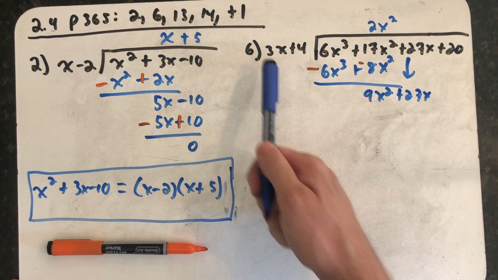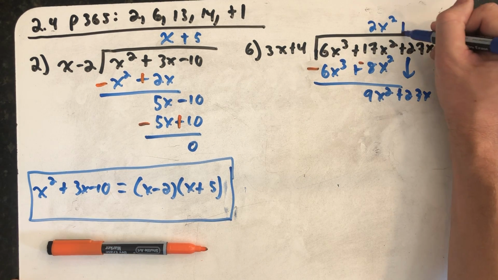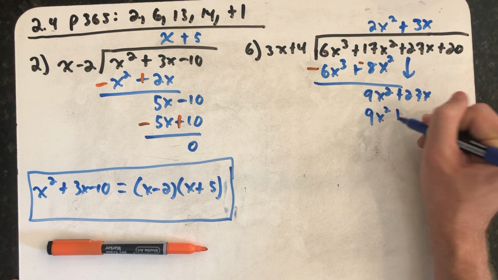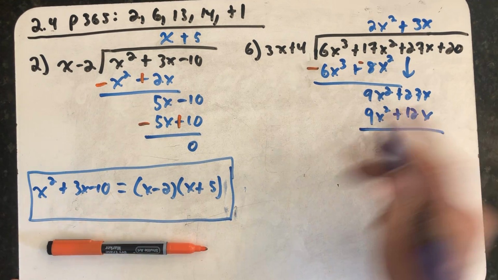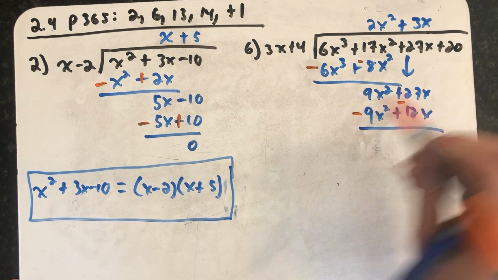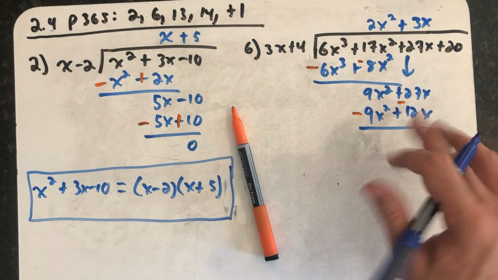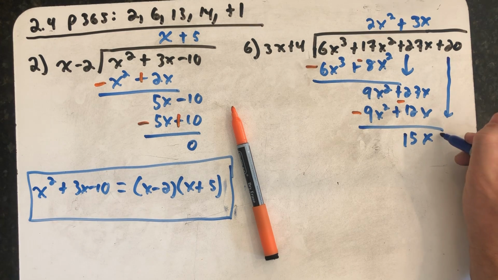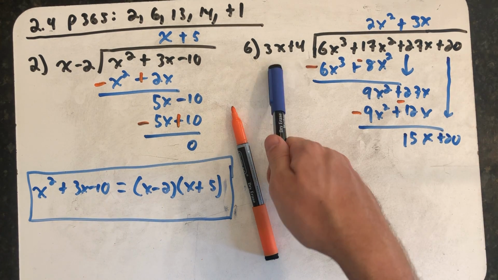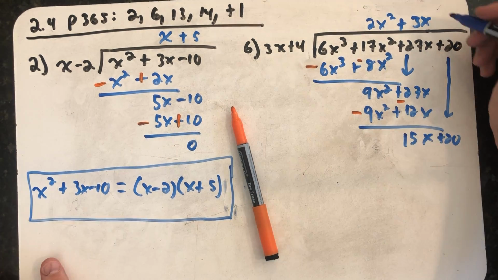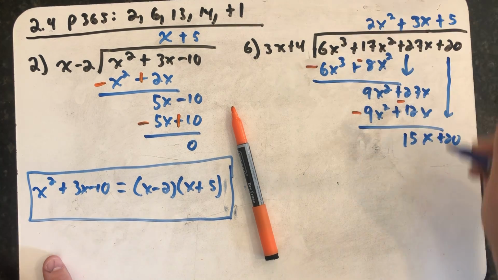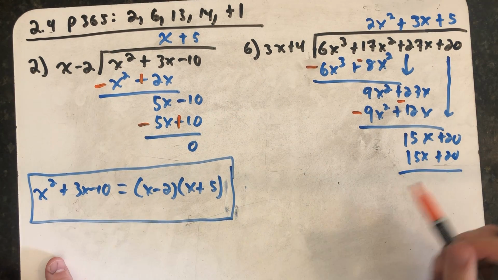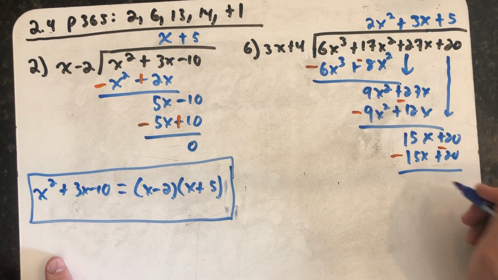All right, I need to multiply 3x by 3x to get a 9x squared. Let's change those signs to subtract. The 9x squareds cancel, and here I'm left with a 15x. Bring down that positive 20. And I need to multiply this by 5 so that I match that 15x here. And again, it's almost too nice. I get a remainder of 0.